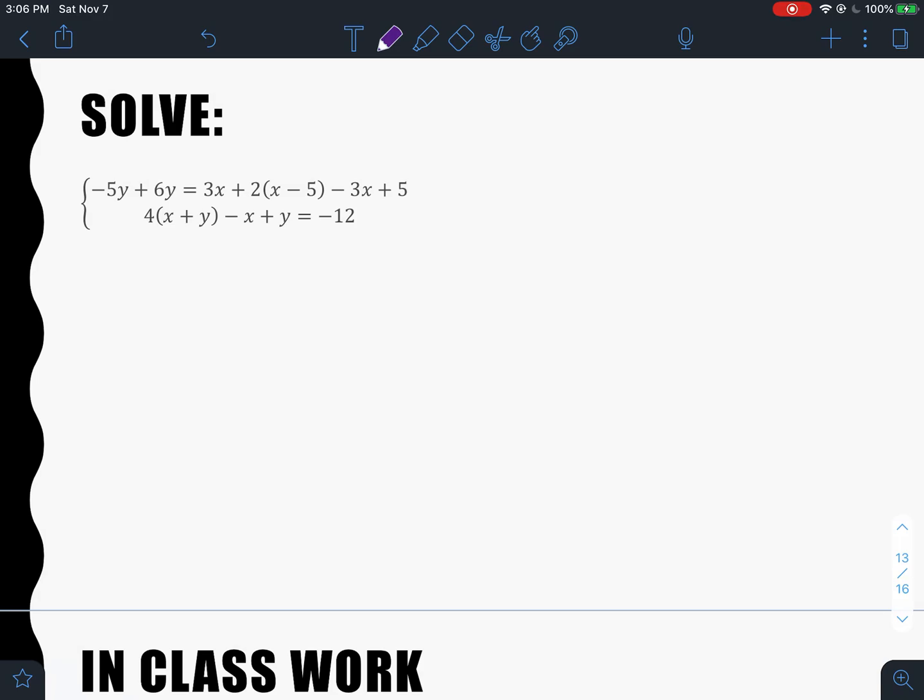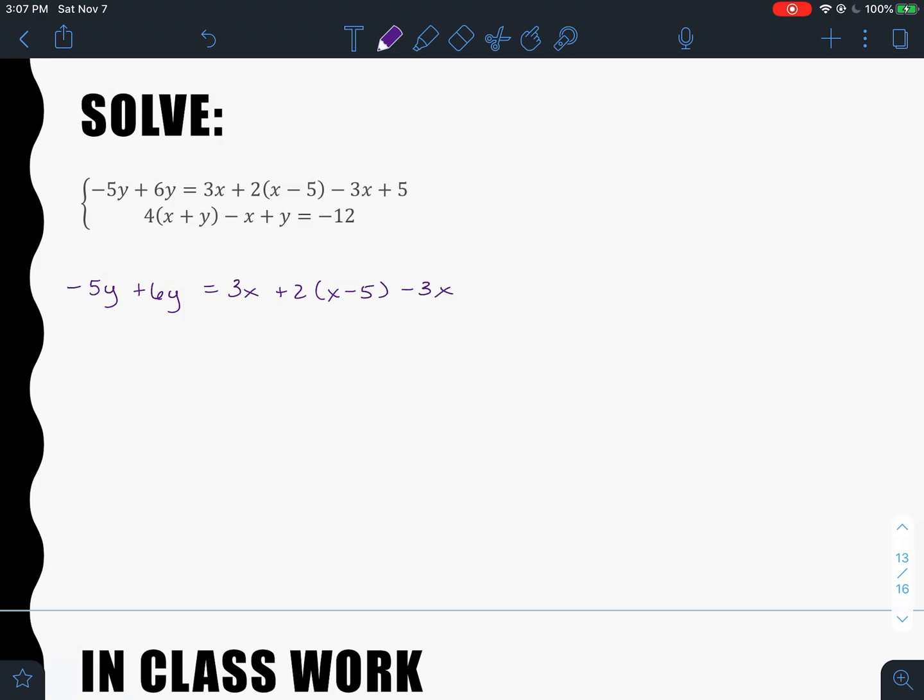All right, let's look at this doozy. Negative 5y plus 6y equals 3x plus 2x minus 5 minus 3x plus 5. And 4 times the quantity x plus y minus x plus y equals negative 12. Well, the first thing we're going to need to do is we're going to have to simplify both of these. So let's start with the first one.